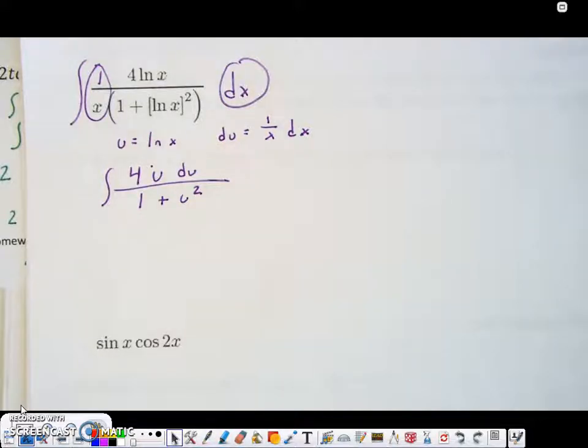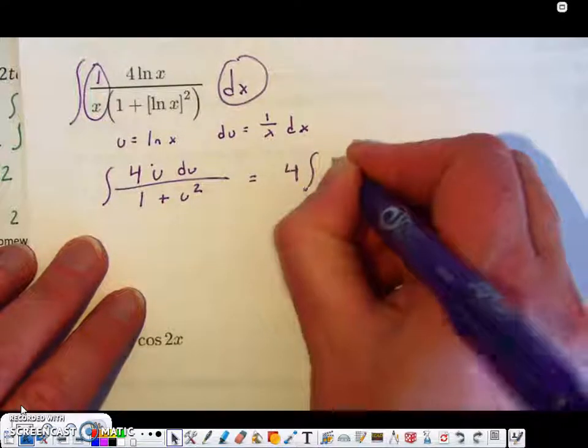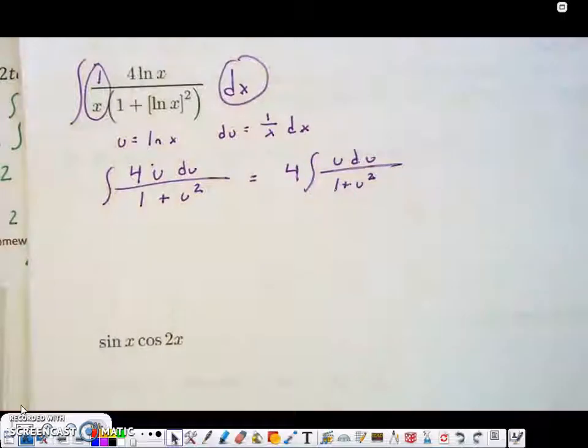So there are 2 ways to handle it. You could just take the 4 out, so it's out of your way, and then you need a 2 and a 1/2 on the outside. Or you can separate the 4u du into 2 times 2u du. Which way do you think makes more sense? Okay, then let's take the 4 out. So this would be 4 times u du over 1 plus u squared. And you're doing a u substitution, but you've already got a u, so that's kind of confusing.